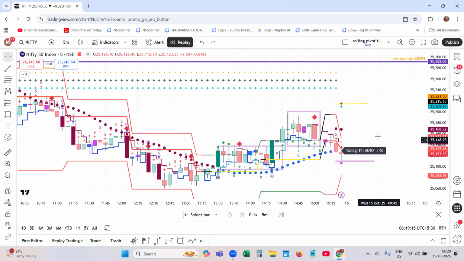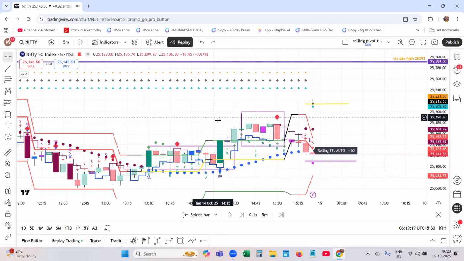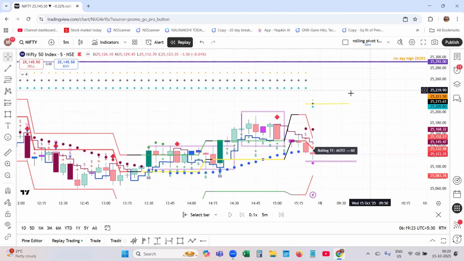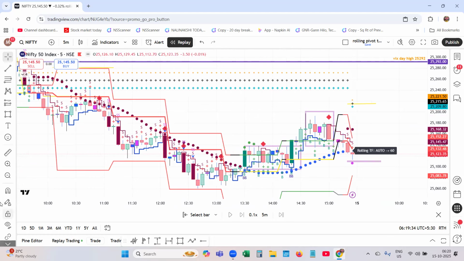This is a sell on rise market. So you will get confused. Definitely when the market gaps up, you will get confused. That confusion will be avoided. And the VIX day high level is 25,292. Suppose after the gap up, I'm explaining the price action.